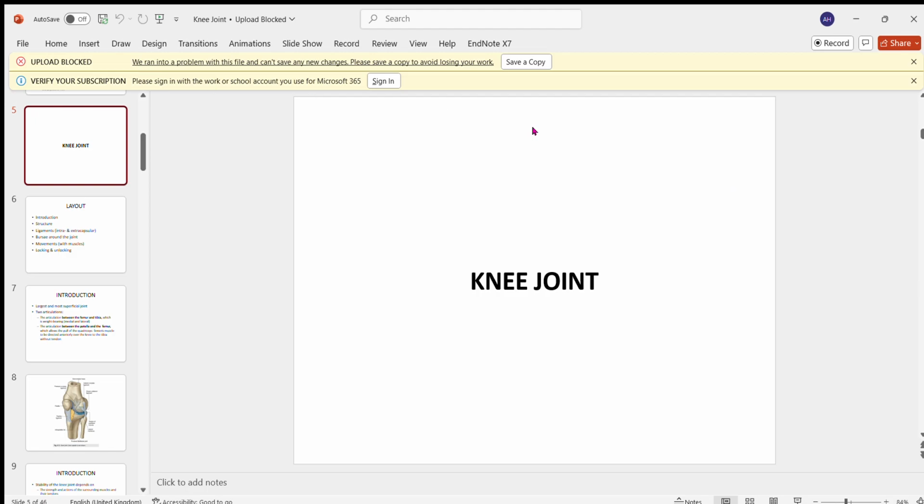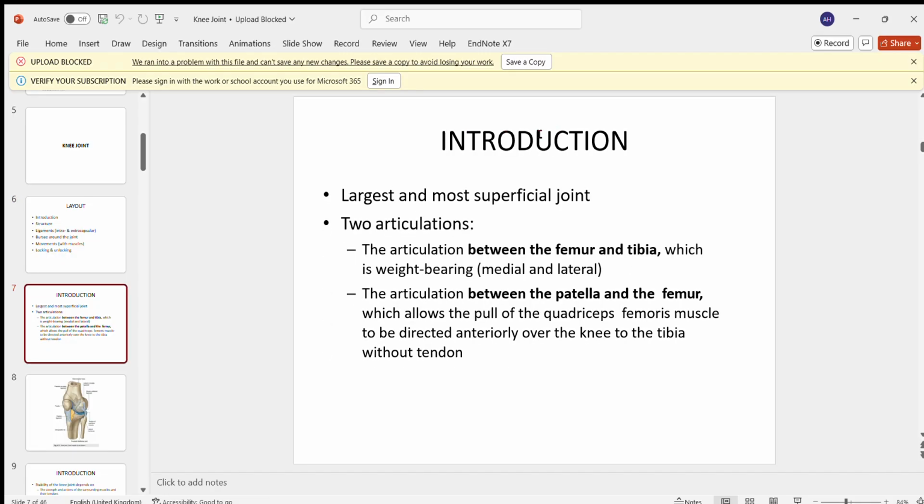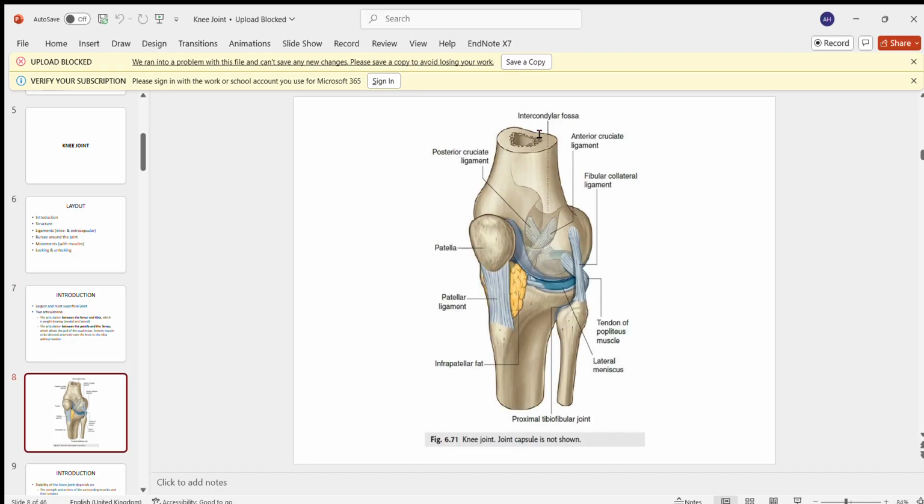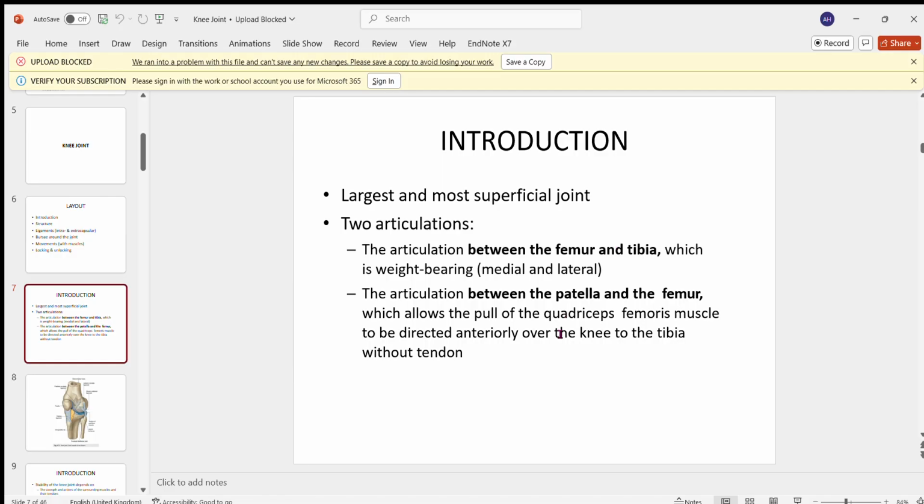Let's discuss the knee joint today. Knee joint is a complex joint. A complex joint is the one which has more than two articulating surfaces. So in case of knee joint, we have the lower end of femur, the upper end of tibia, and the patella anteriorly. So knee joint has two articulations.